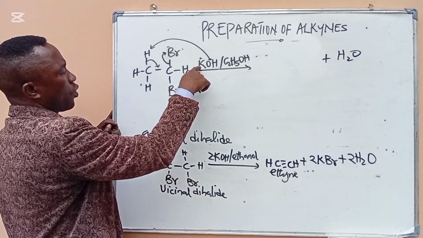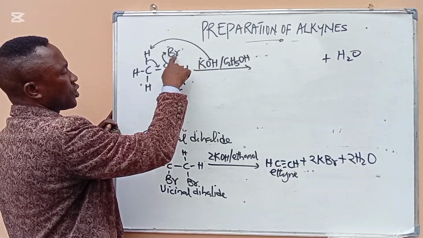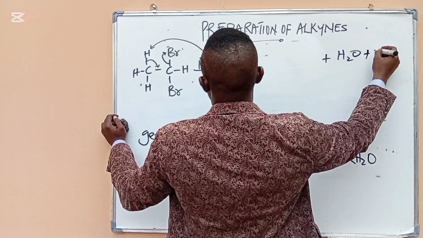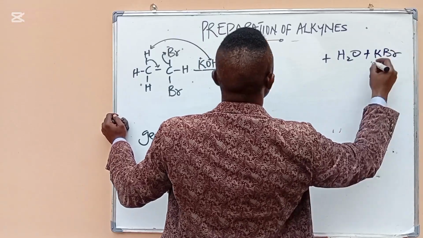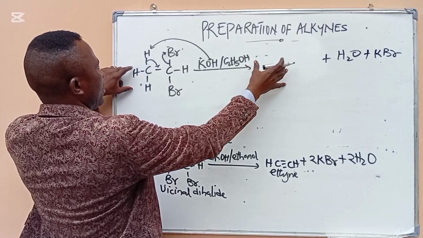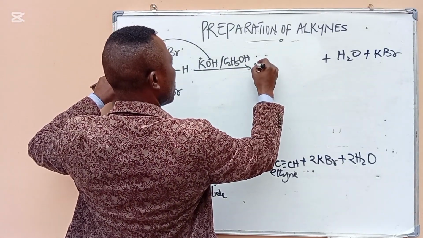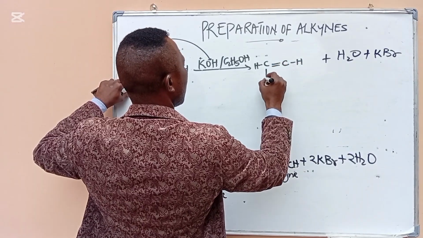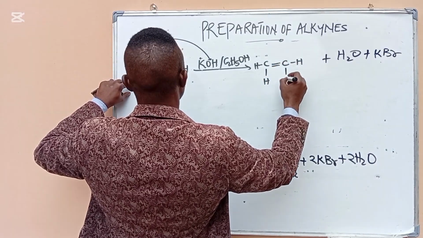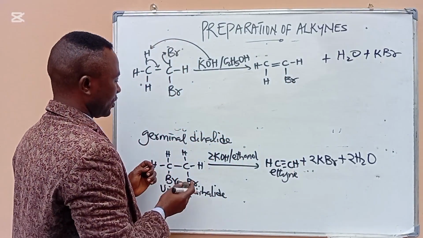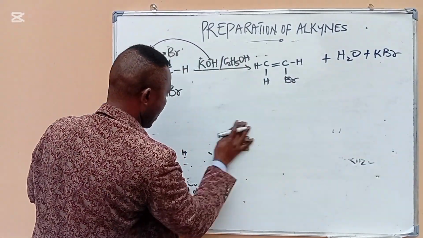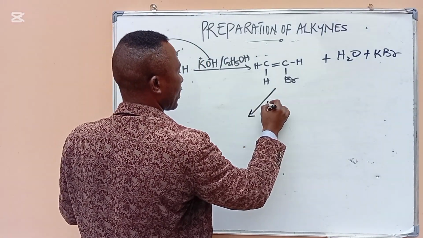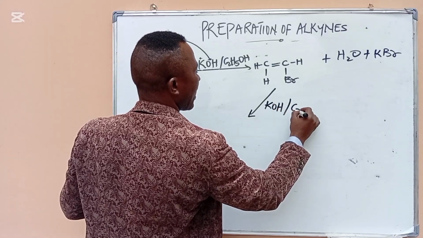So this one goes to pick potassium. When it picks potassium, it will give you KBr. And what is now left here should be CH with a double bond, you have an H and of course the Br. That is it. Now the reaction can go again if you add another molecule of KOH in ethanol.